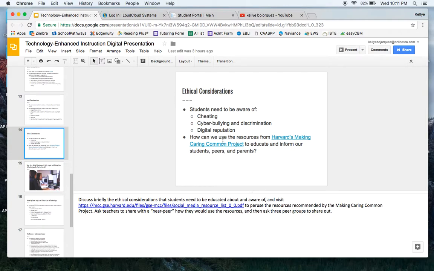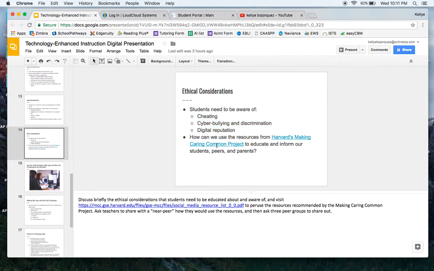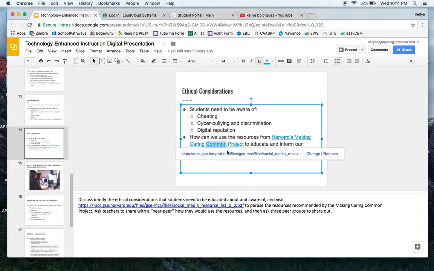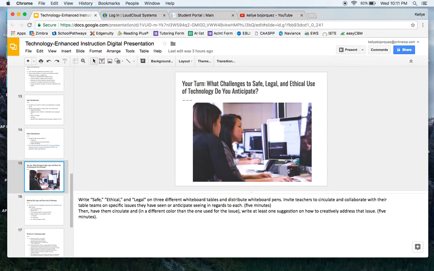Ethical considerations, of course, are hot topics in our school as they are in many others. I thought I would introduce Harvard's Making Caring Common project, which has a proliferation of fantastic resources. That would be a great springboard for ethical chats, but also ethical resources that we could teach, that would teach and also reinforce those digital ethics.